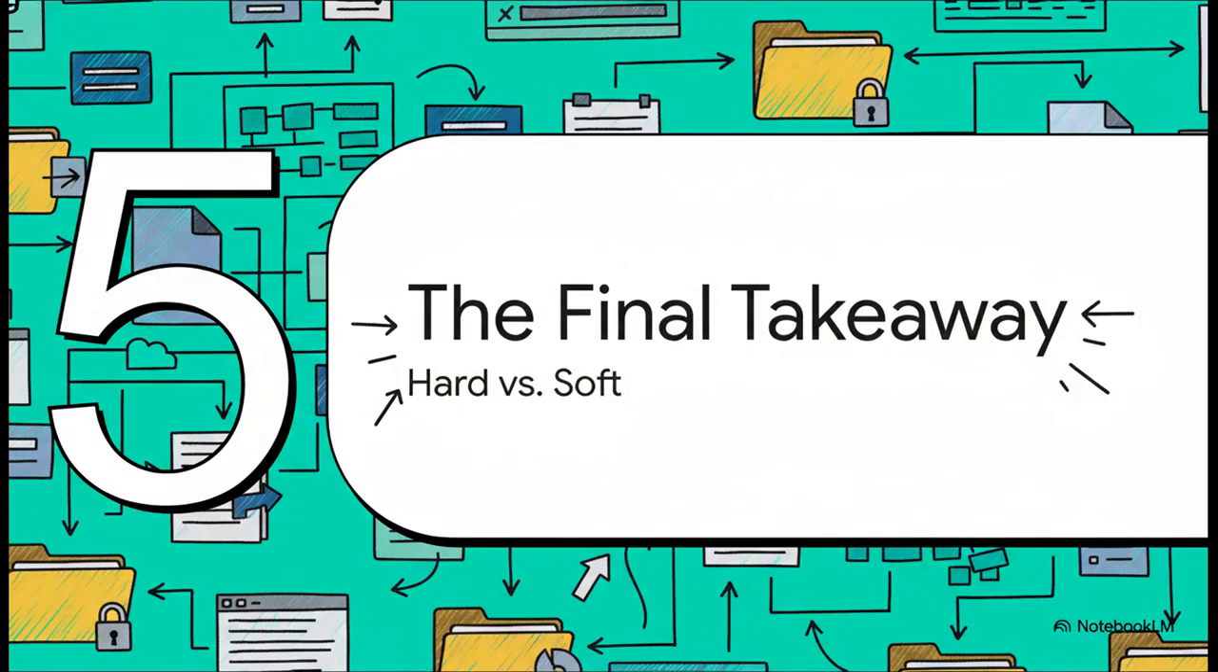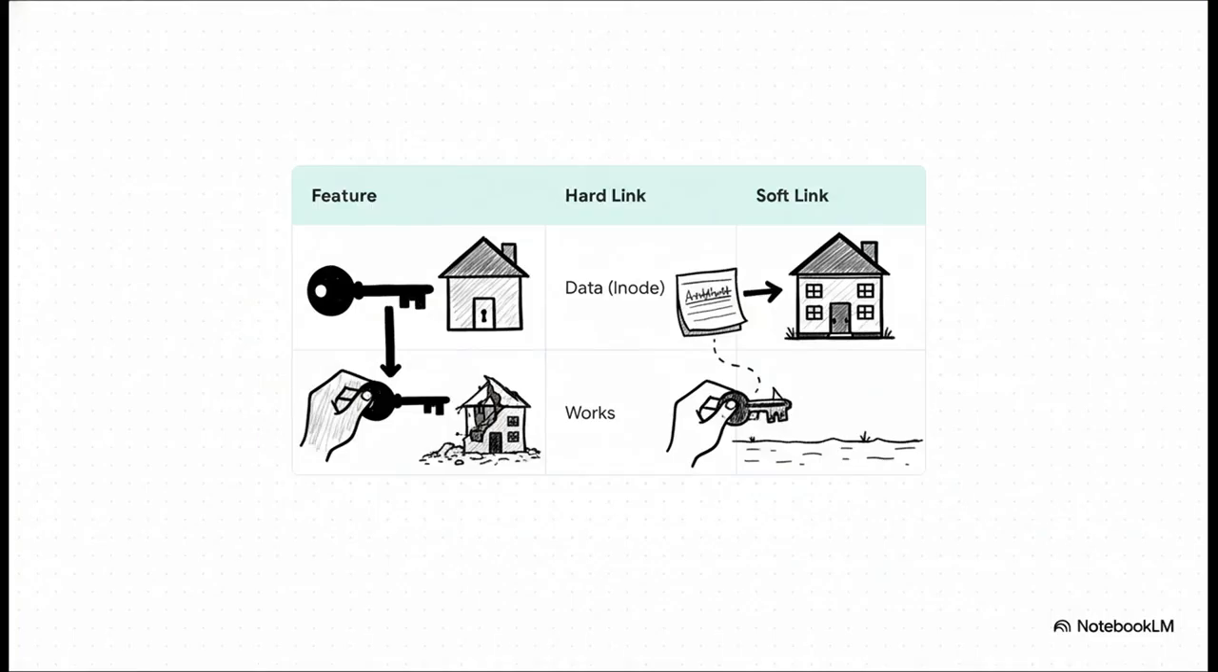Okay, so let's wrap this all up. Let's distill everything we just saw into a really simple, clear takeaway, because understanding this is absolutely key to managing files effectively on any Linux or Unix-like system. This right here is everything you need to know. A hard link points directly to the file's data, the inode itself. A soft link, on the other hand, just points to the file's name. The analogy here is perfect.